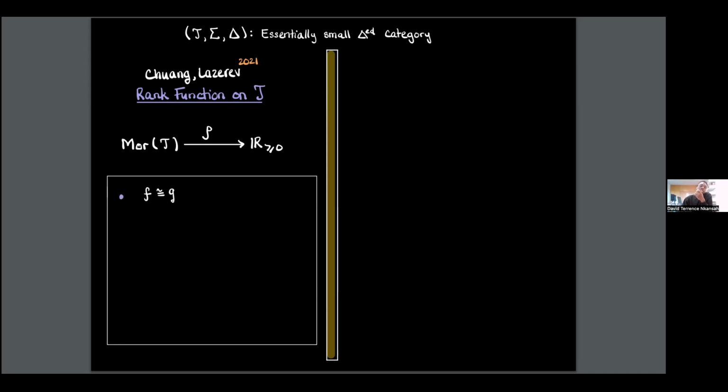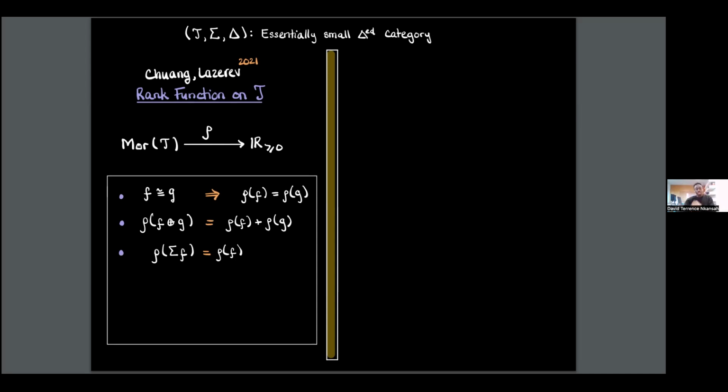Now, these axioms play very nicely with all of the structures we have, of course. Namely, it should be constant on isoclasses of morphisms. So the ranks of these morphisms should be the same if these morphisms are isomorphic. It plays nicely with the additive structure. So when you take two morphisms and you take the direct sum, the rank of this new morphism should be the sum of the individual ranks. The third axiom plays nicely with the suspension functor, namely, if I apply suspension, the rank shouldn't change.